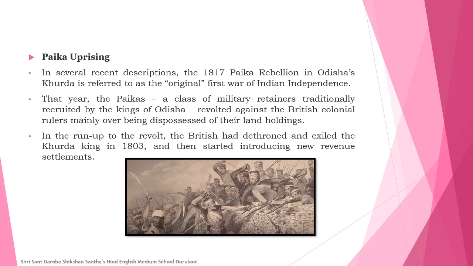Paika Uprising. In several recent descriptions, the 1817 Paika rebellion in Odisha's Khurda is referred to as the original first war of Indian independence. That year, the Paikas, a class of military trainers traditionally recruited by the kings of Odisha, revolted against the British colonial rulers, mainly over being dispossessed of their land holdings. In the run-up to the revolt, the British had dethroned and exiled the Khurda king in 1803 and then started introducing new revenue settlements.